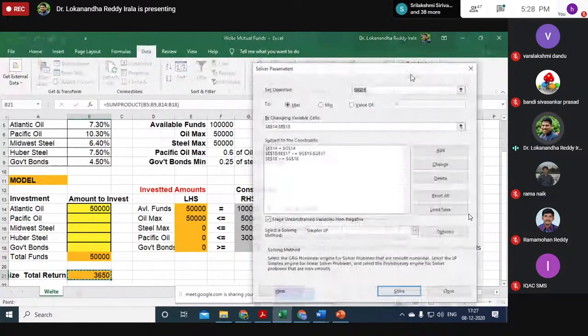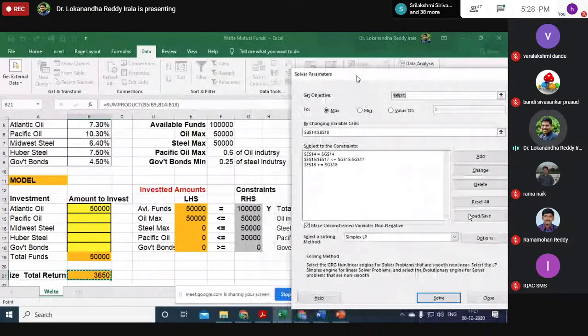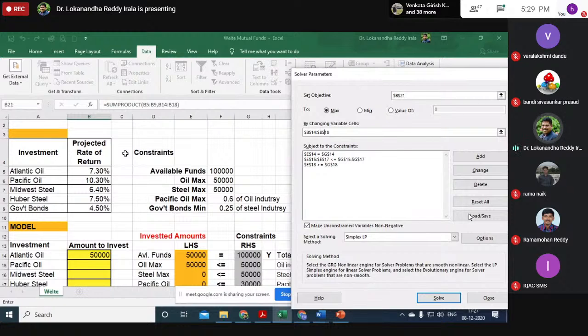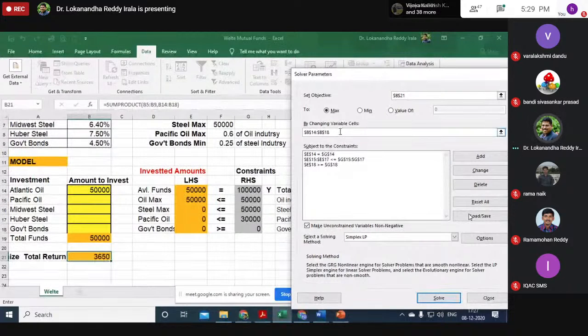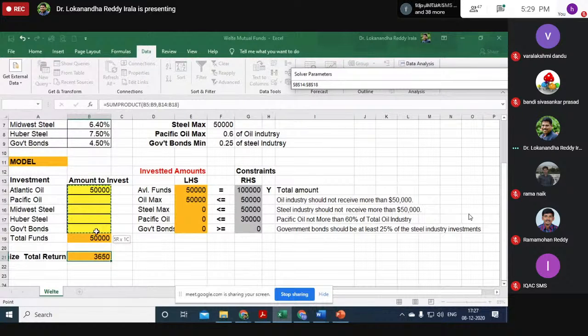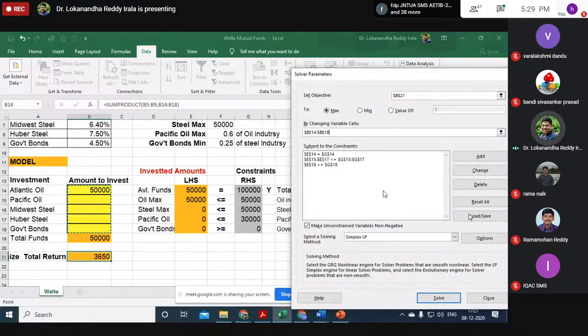Let me go to Solver. Now you see this problem has already been framed. My target is I want to make this total return maximum. So set the objective to a maximum value, and then by changing which cells, by changing the proportion of investment that I should do, these cells. So this amount should be changed, and of course these constraints have been fit into this.